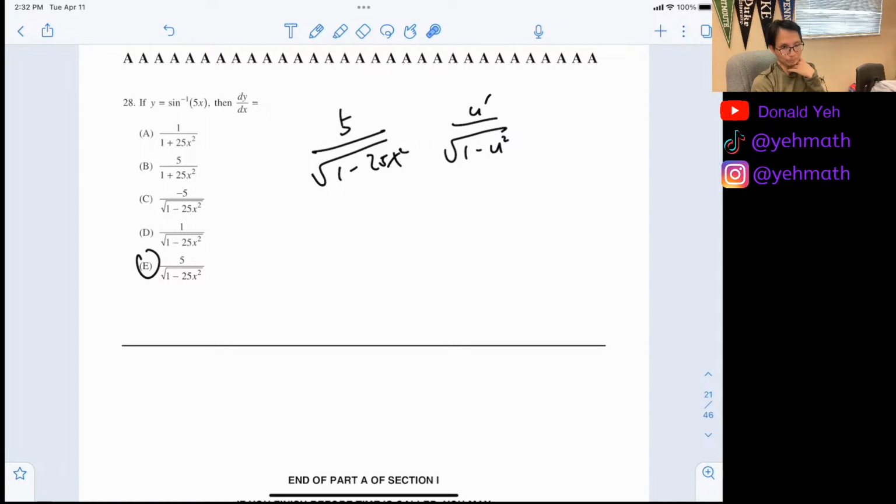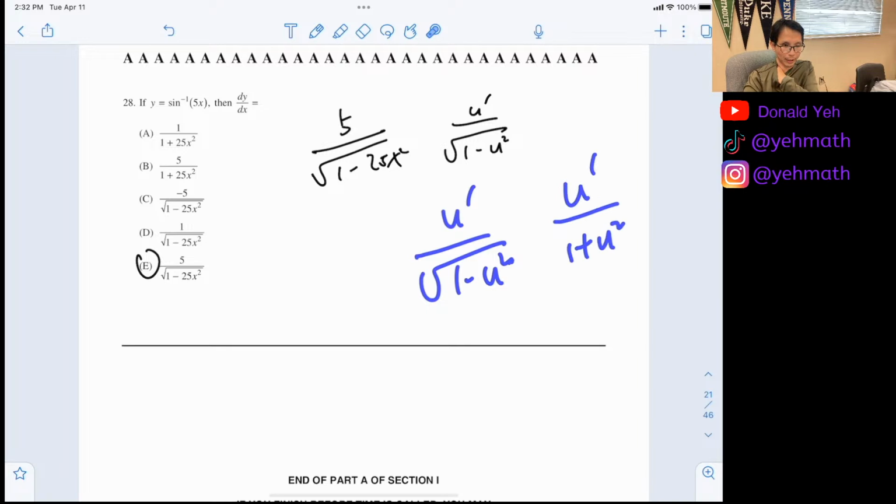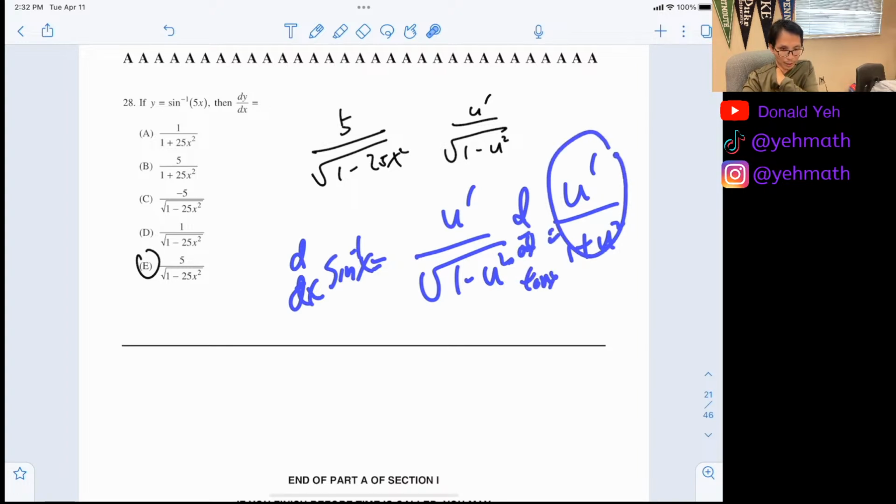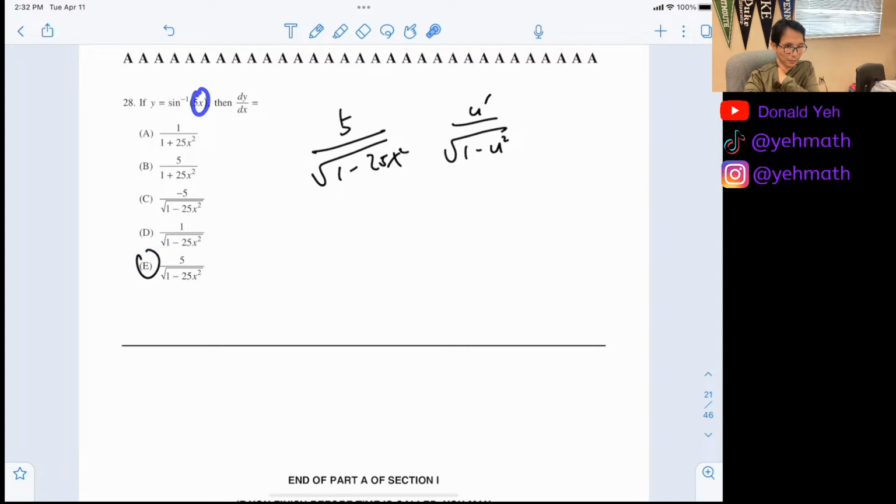Okay, so 28. This one you just have to remember u prime over square root of 1 minus u squared. Now, cosine inverse is going to be the negative version of this. You have to know tangent. Tangent's is u prime over 1 plus u squared. So this is the derivative of sine inverse of x, and you have to know the derivative of tan inverse of x is equal to u prime over 1 plus u squared. Now this one, just remember the formula, so the answer is going to be E. Don't forget the chain rule, which is 5. Take a derivative here, 5.